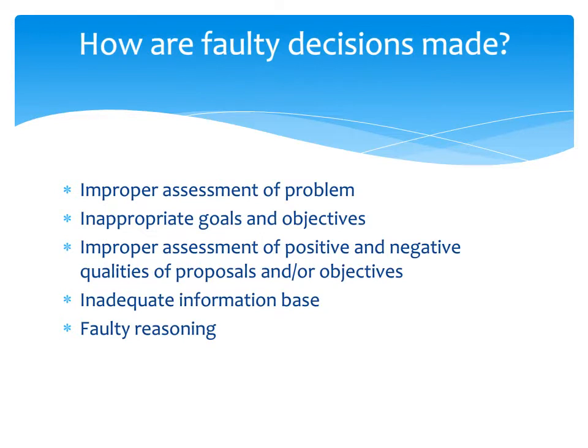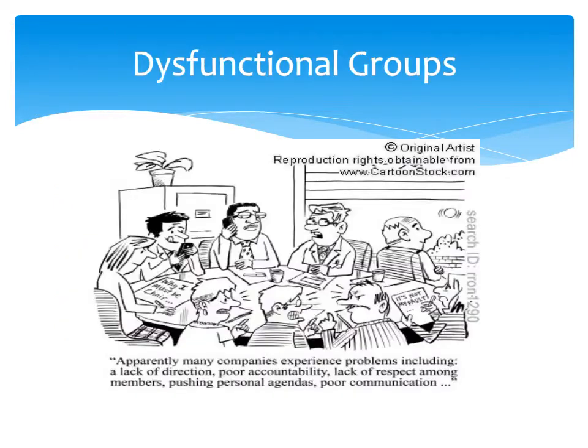Thinking about the 6 steps on the previous slide, you can see where groups can go wrong, such as improper assessment of problem, inappropriate goals and objectives, improper assessment of positive and negative qualities of proposals and or objectives, inadequate information base, and faulty reasoning. Take a look at this comic to see all the ways in which groups may not function well.